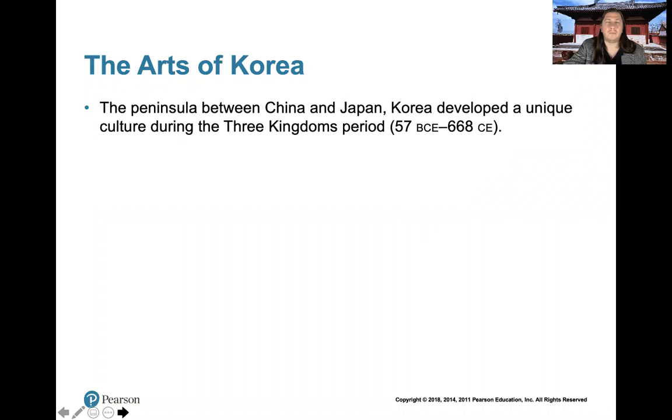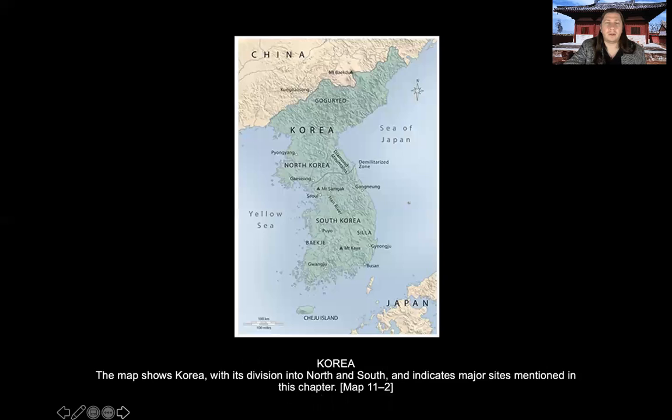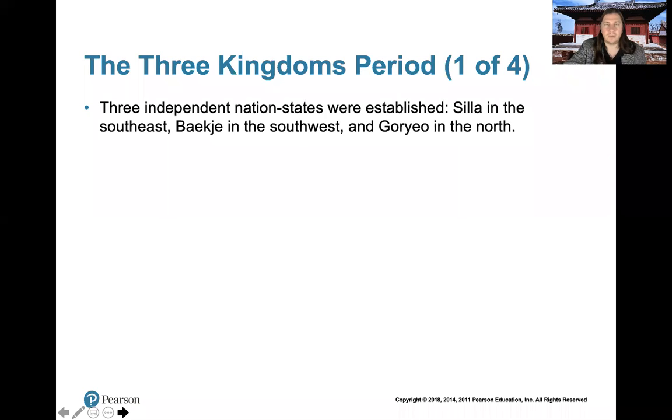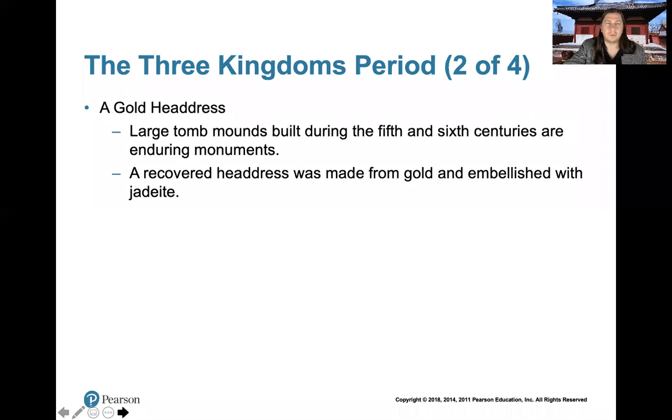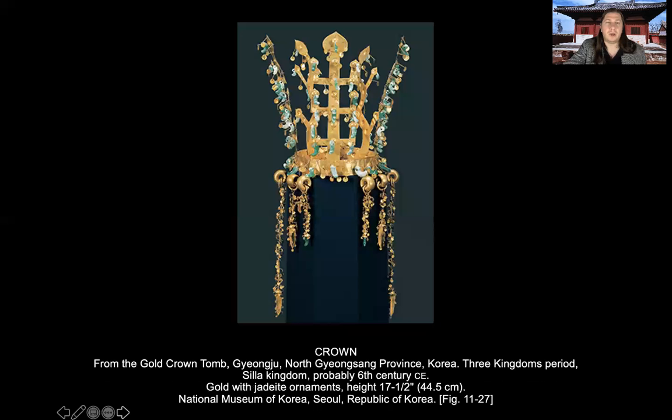Korean art, there's a few different periods that we'll look at. During the Three Kingdoms period, Korea is not unified. There's these three individual kingdoms. They also put lavish ritual objects in tombs. This crown is a good example. It has little jadeite decorations on it, and it's made of gold.